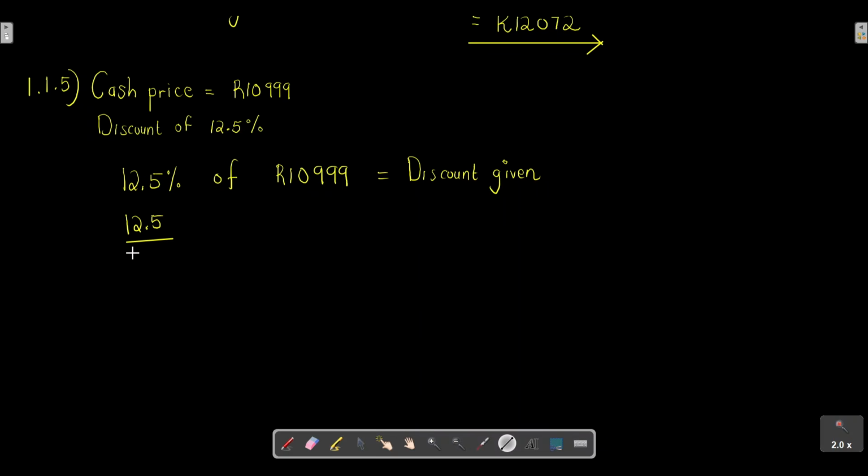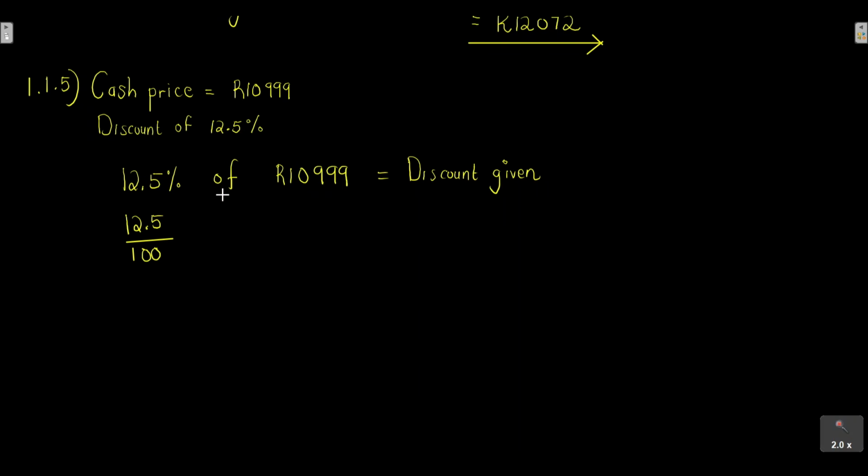So 12.5 divided by 100, of, right? When you see that "of", it basically means that we are multiplying by 10,999. That is equal to our discount given. And then from here, all that we need to do is just punch these values into our calculator.